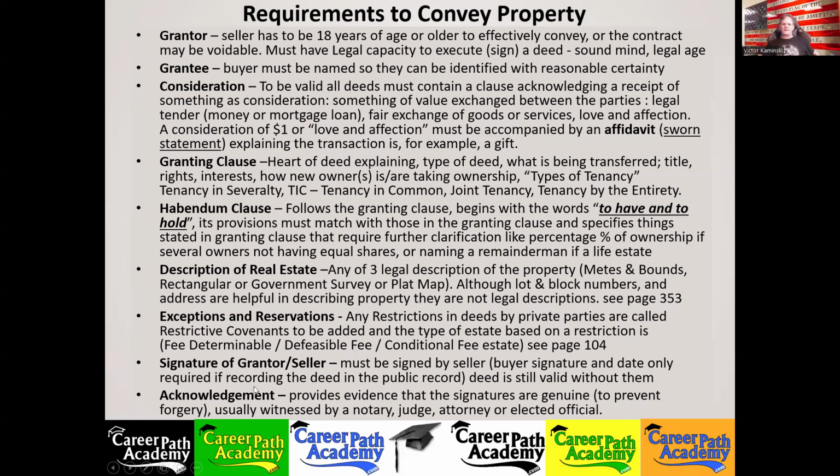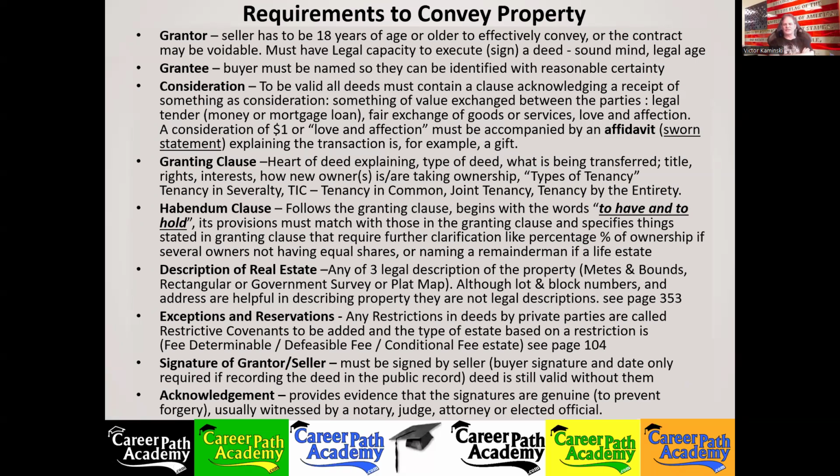And then lastly, they need to be signed just like any other document, but they only need to be signed by the seller. The grantor must sign the deed, and the date is only required if the deed is going to be recorded. Deeds are still valid even without the signature or date. However, if a buyer wants to record the deed, they need to sign it and date it.